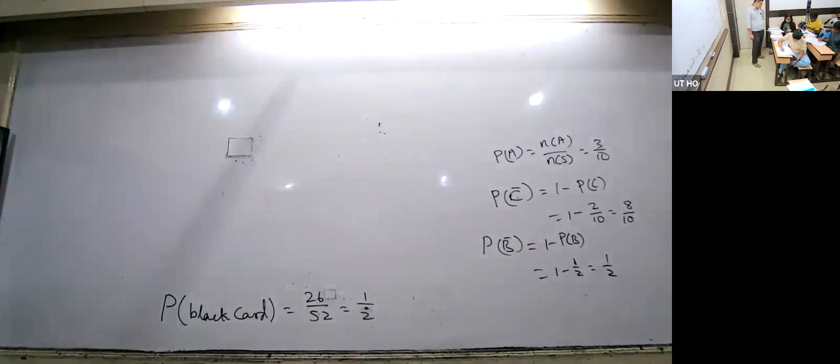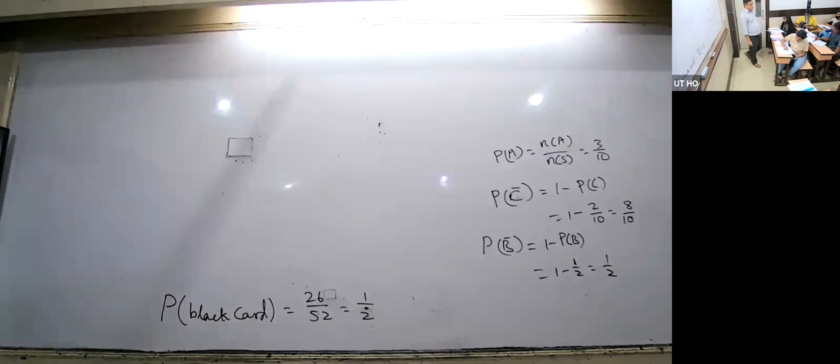First one, okay, done all of you. Second, so we discuss. Probability of not a red card. That means 1 minus probability of red card. That is 1 minus 1 by 2. Answer is 1 by 2. All of you got? Yes, sir. Be a red card. Sir, probability 1 by 2, same 26 by 52, 1 by 2.